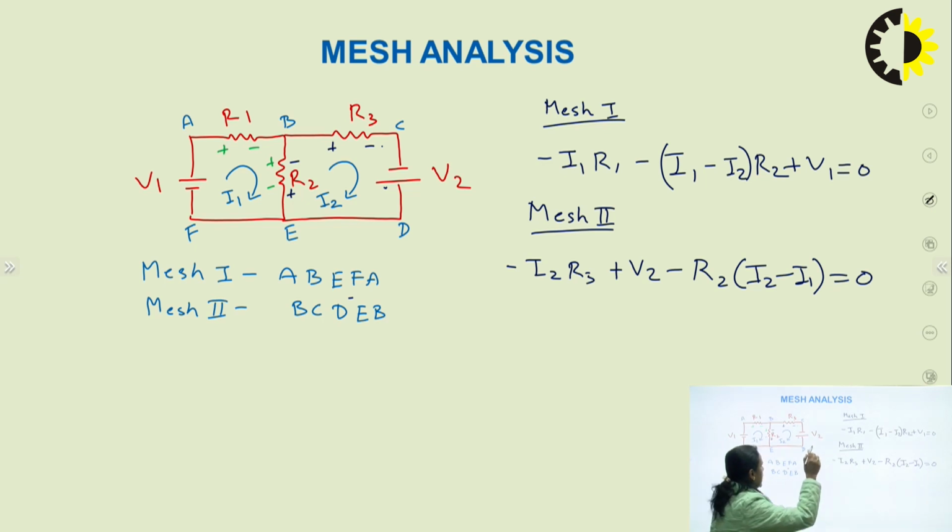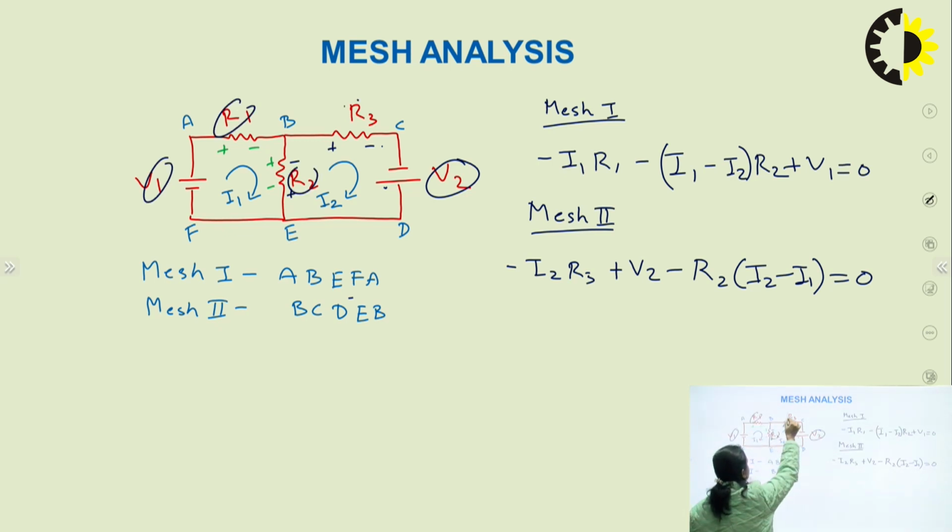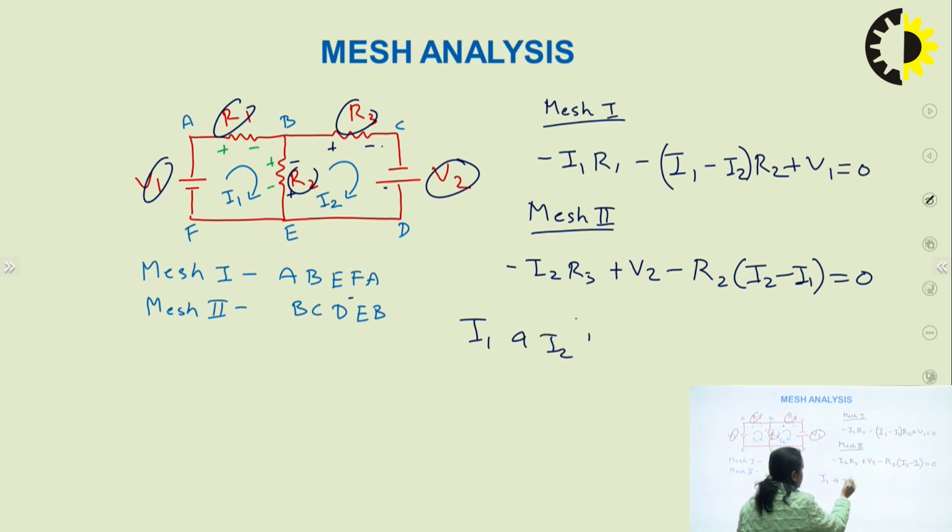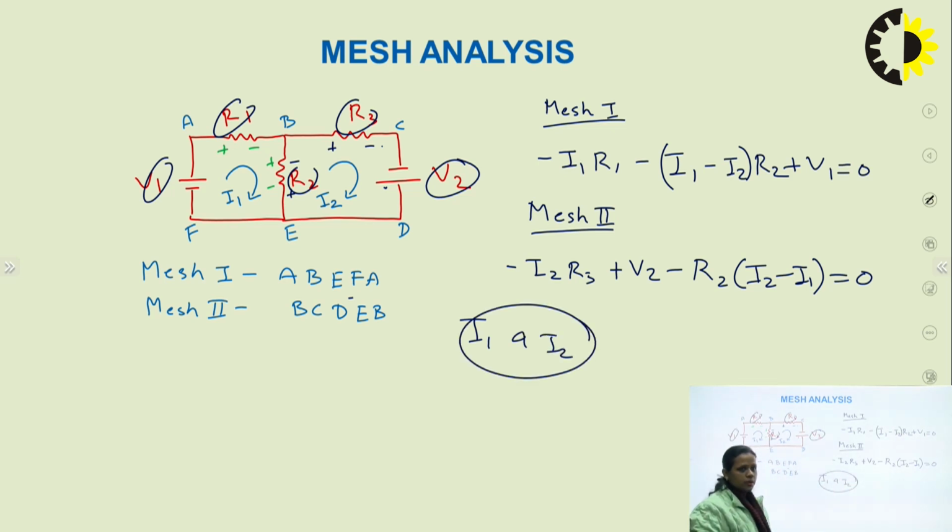After solving this equation, if the values of V2, V1 and all these resistances are given, the unknowns are I1 and I2, so you can easily find these two unknown variables by solving these two equations. So I1 and I2 are the loop currents.